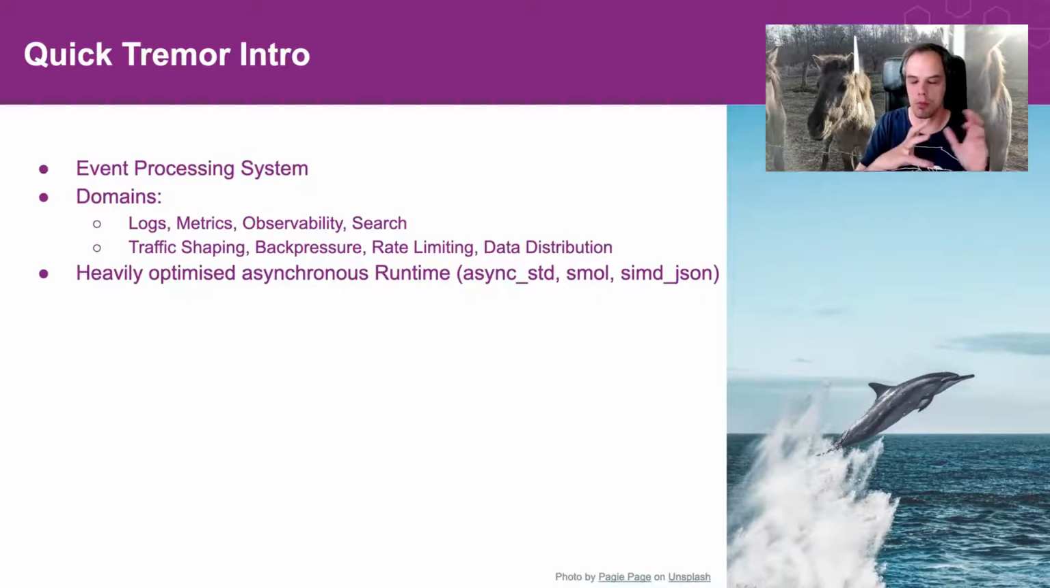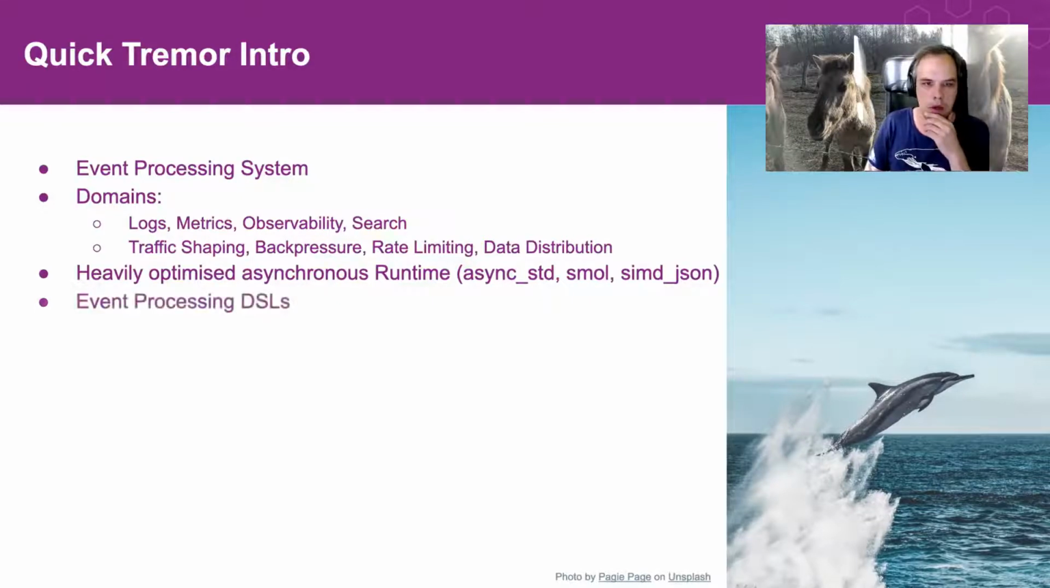Tremor operates mostly on structured data like JSON, MessagePack, YAML, and gRPC, so protobufs, and so we need to operate inside Tremor on structured data. This is the core feature of the runtime. We want to be as fast as possible, shoving events through, and this is why we optimize so heavily. We developed event processing DSLs.